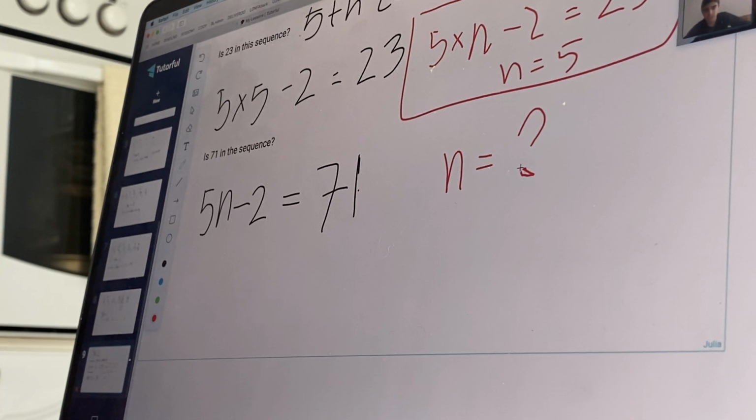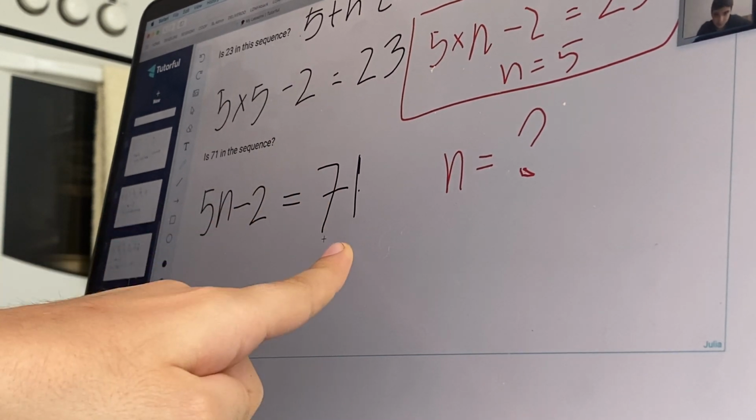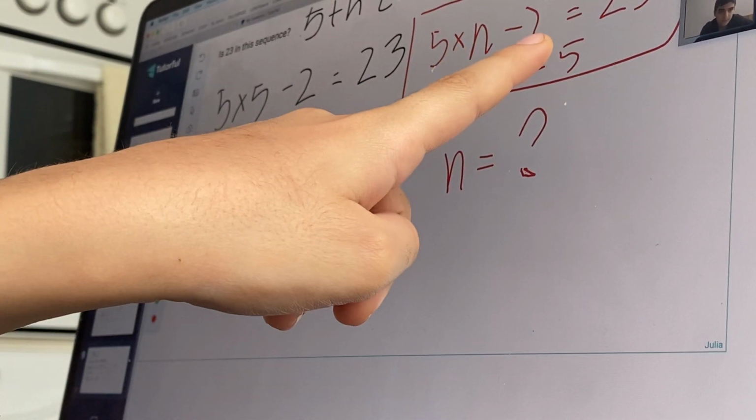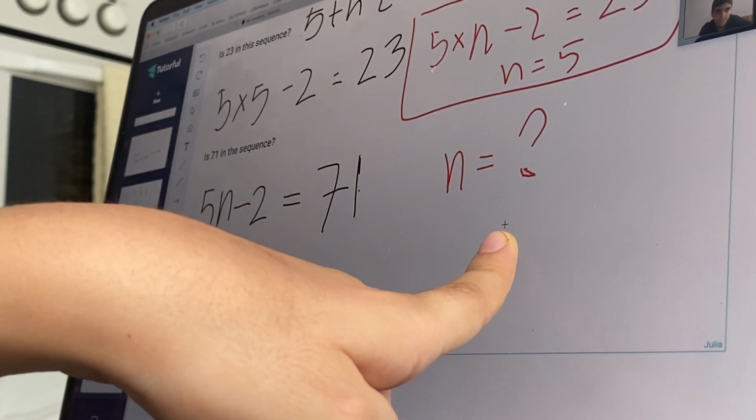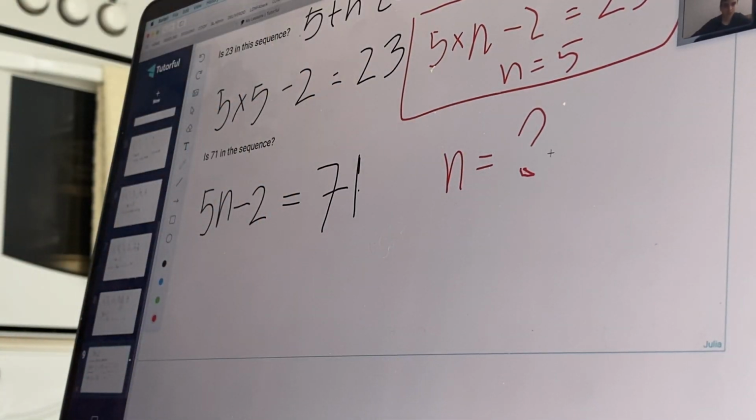So 5 times n minus 2 equals 23, n equals 5. It's not, because you see this 23? If you do 5 times 5, 25, then subtract 2, it's going to be 23. But if you do this, you can do, one second, 75.